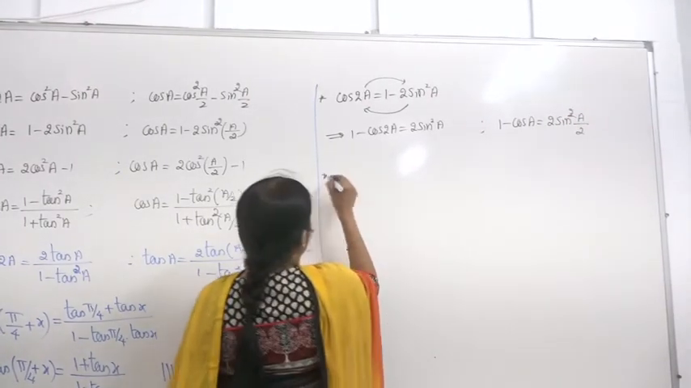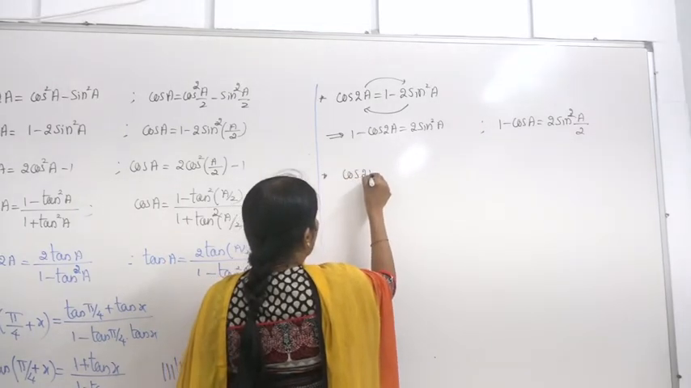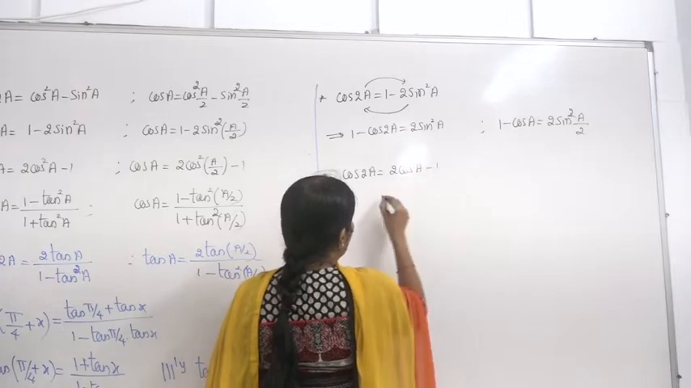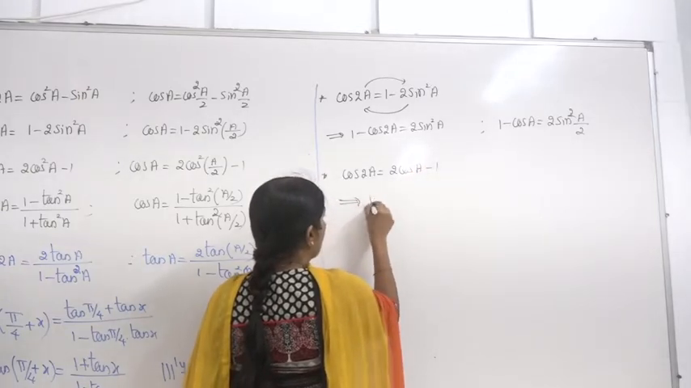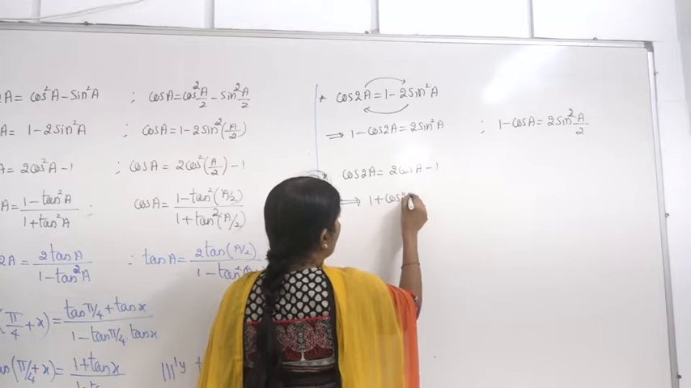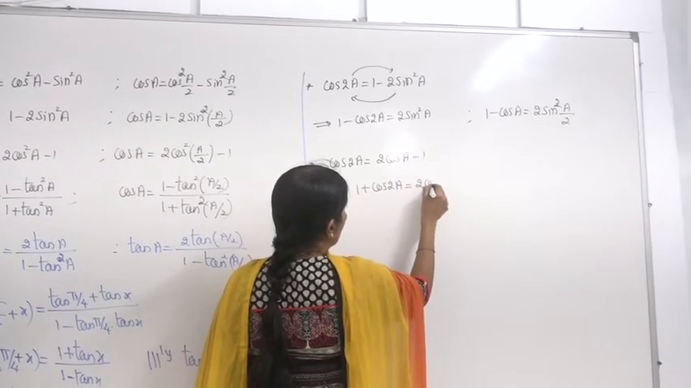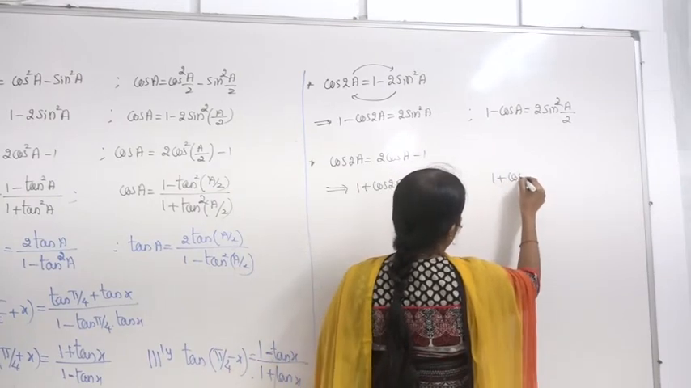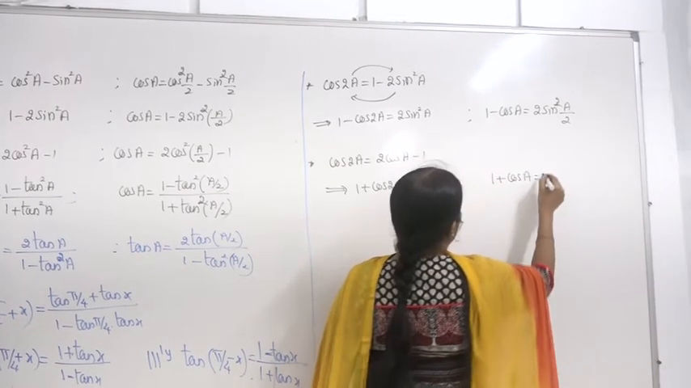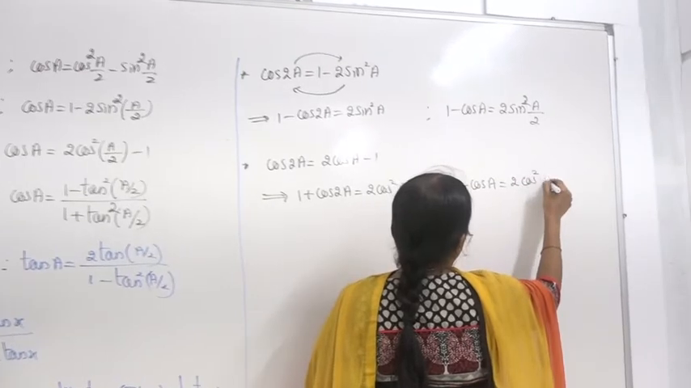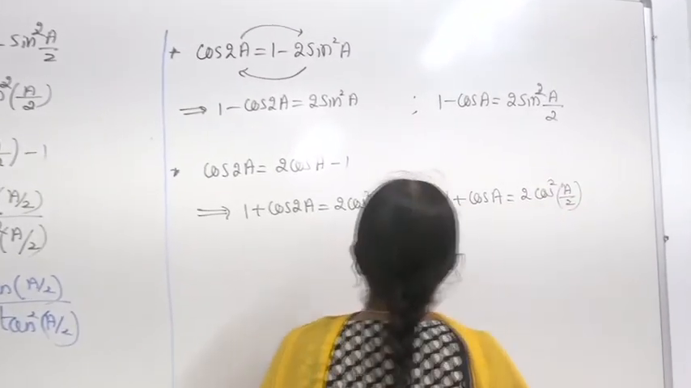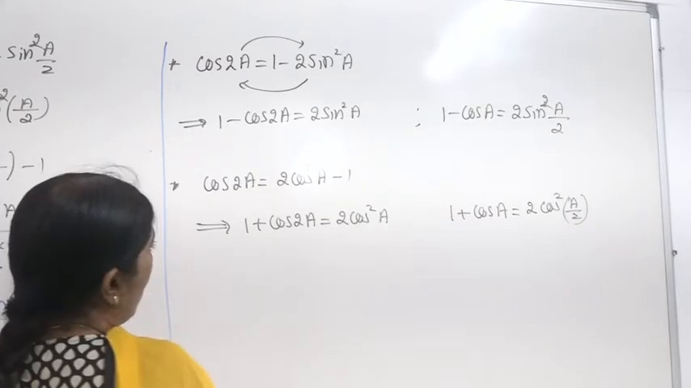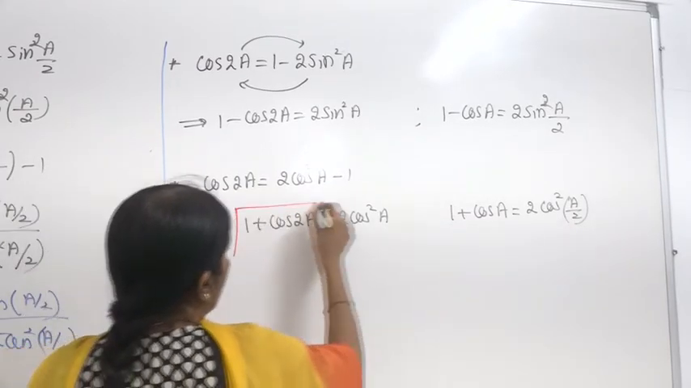And next one, for cos 2a we have another formula, 2 cos square a minus 1. Again when you rearrange, 1 plus cos 2a will be 2 cos square a. With the help of this, 1 plus cos a will be 2 cos square a by 2. Students, observe this. These 4 are very important formulas and you are using them again and again in calculus.